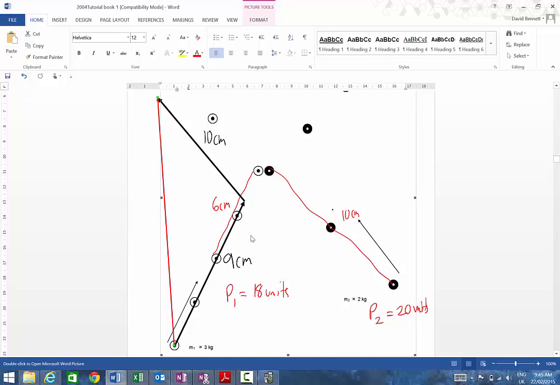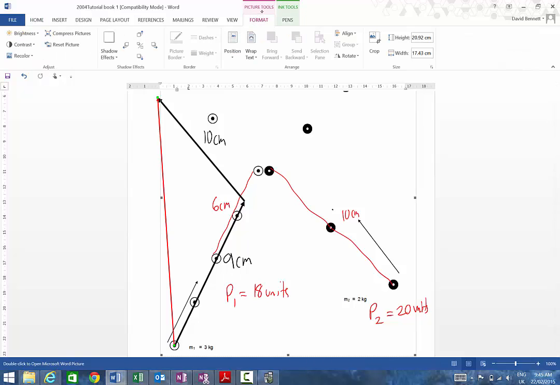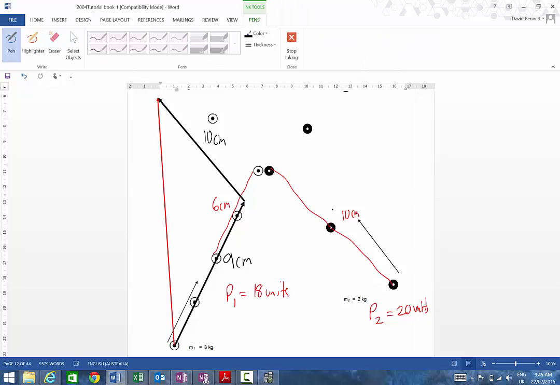Let's measure the length of this particular vector over here. I measure the length of it, and it works out to be, what would it be? Probably 15 centimetres. Okay, so let's say it's 15 centimetres long. Then I know my initial momentum is equal to 30 units. Okay, so that's my initial bit, which is pretty easy to do.